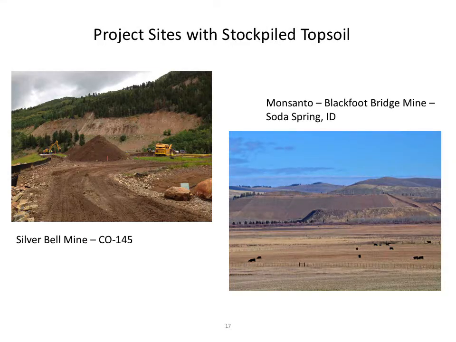Contrast this with some other sites. The one on the left there is the Silver Bell Mine. It's near Ophir, Colorado, on 145. Crossfire was the contractor. They scraped off their topsoil and stored it off to the side. And there's that Monsanto photo from Brent's presentation. They've got that 8.8 acre, 30-foot tall stockpile on the front. So both these sites are doing the right thing.